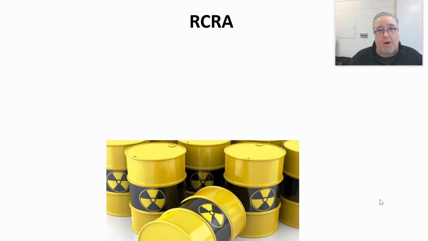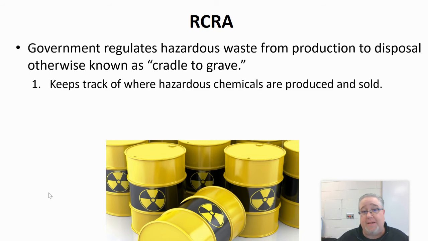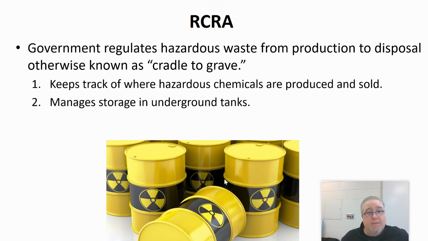The first one, the RCRA Act, deals specifically with the production and eventually the disposal of hazardous waste. What this act basically does is it allows the government to track where hazardous chemicals are made in our country, and where they're being sold from. For example, if a company is making, I don't know, a pesticide, which could be considered a hazardous waste, we need to know where that's being made, and we need to know where it's being sold. Is it being sold by Walmart or Target or Ace Hardware or what?